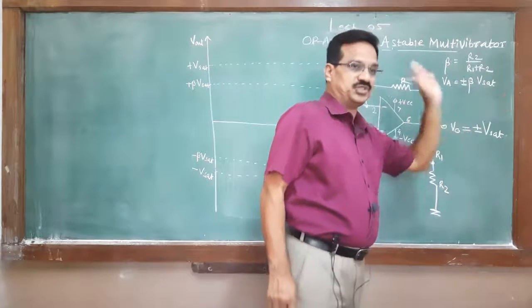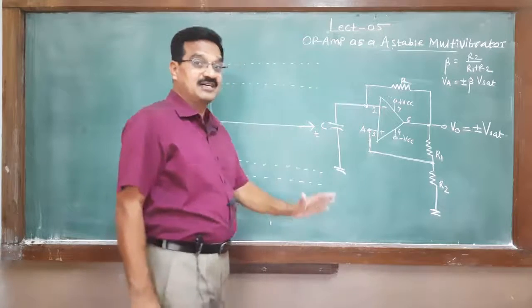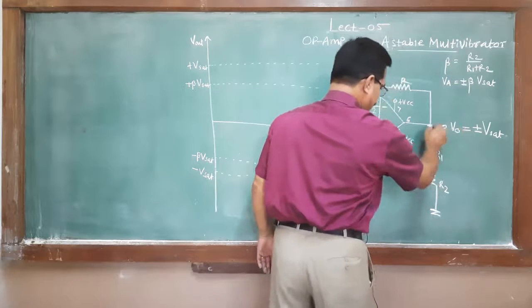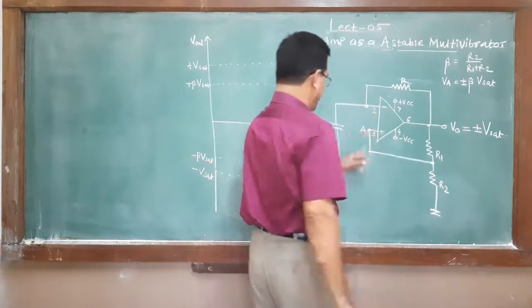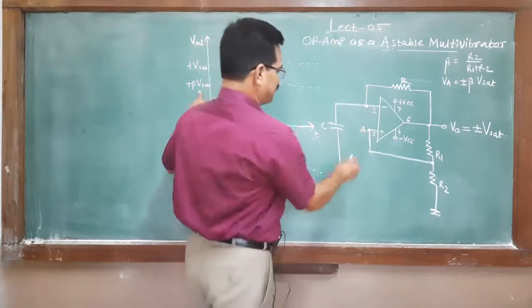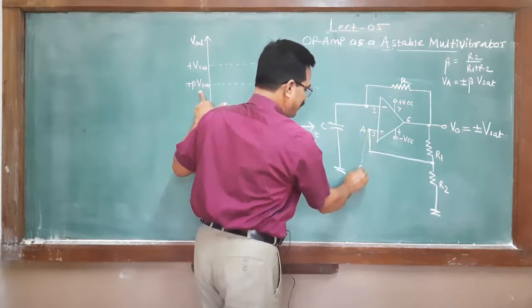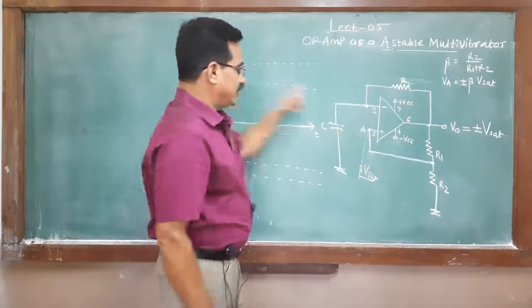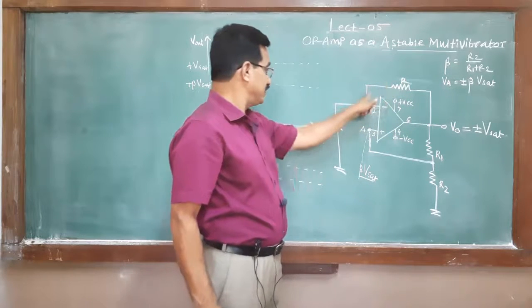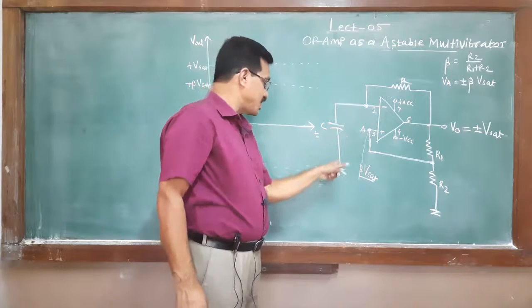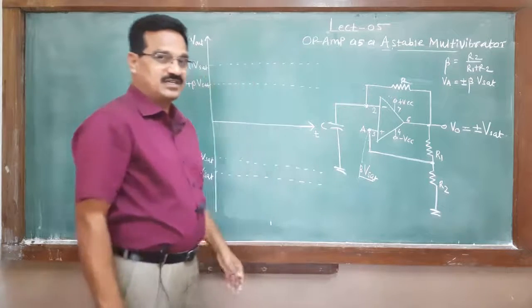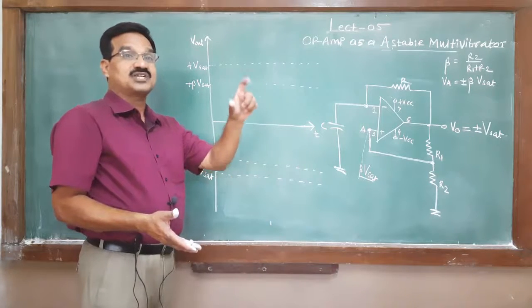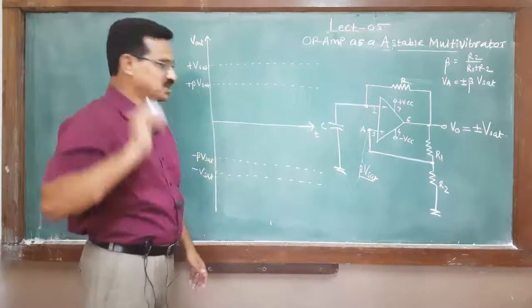Before explaining this, we assume at an instant of time, output is at positive saturation initially. When the output is at positive saturation, what is the voltage at this point? Here is the beta V saturation. This is the value of the voltage at this point. Due to this positive voltage, what will happen? This capacitor starts to charge through this resistance. Capacitor starts to charge, meaning that voltage across the capacitor starts to increase. Charging of the capacitor takes place.